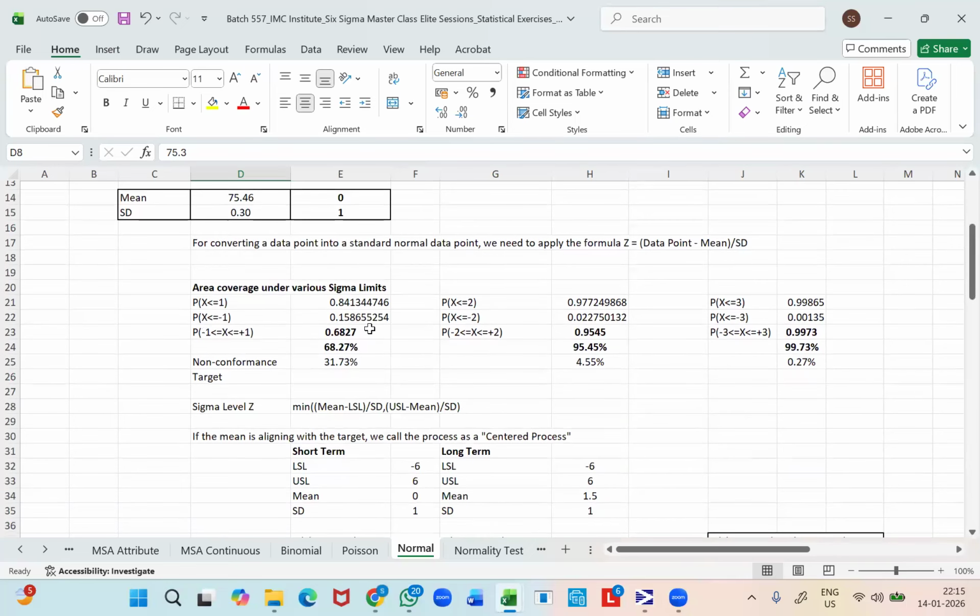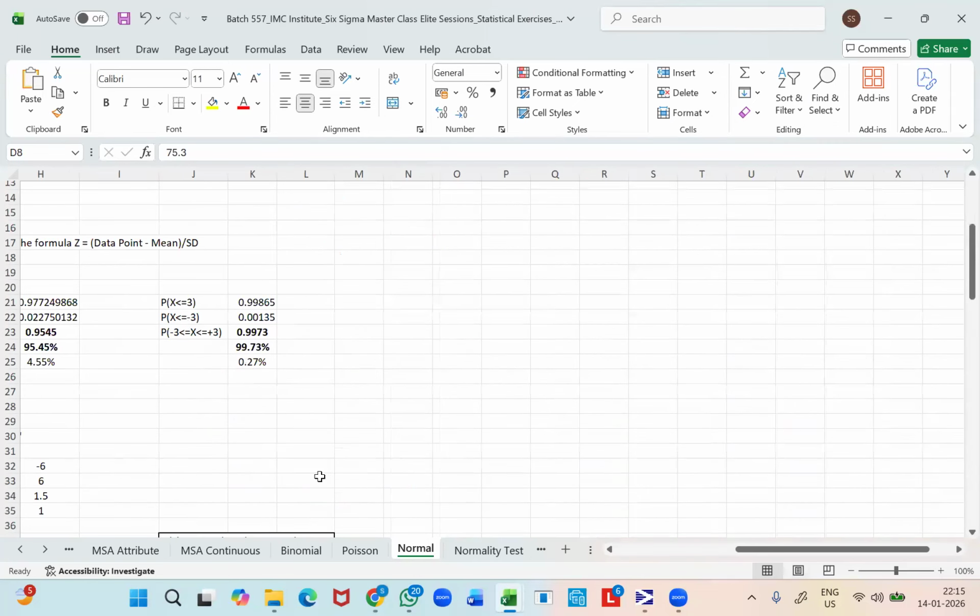So moving on to the normal distribution properties, we are going to find out the area coverage under various sigma limits for a normal distribution. Whenever you talk about normal distribution, as I told you, you'll draw the bell curve. So let me draw the bell curve, and look at this area coverage under various sigma limits. Let me assume this to be a standard normal distribution.